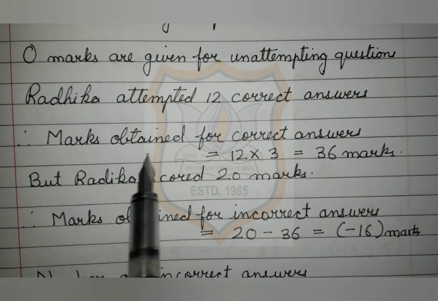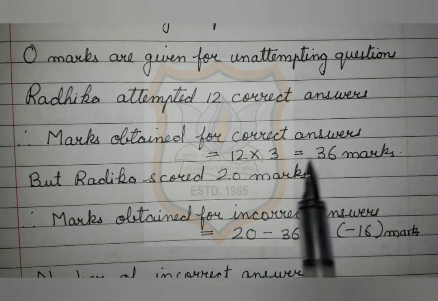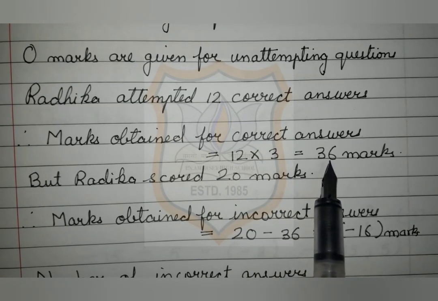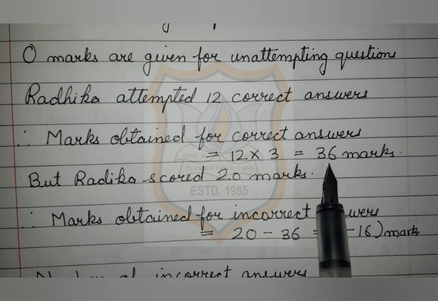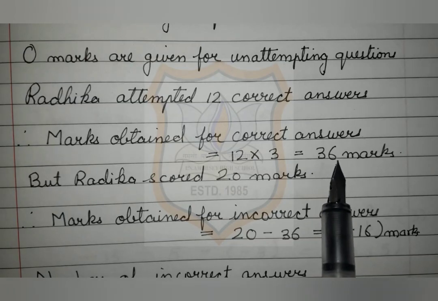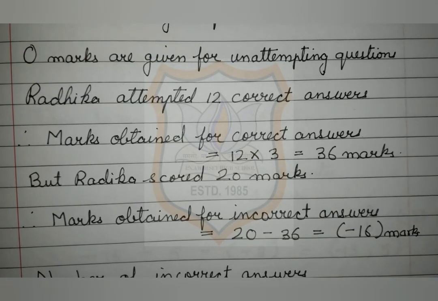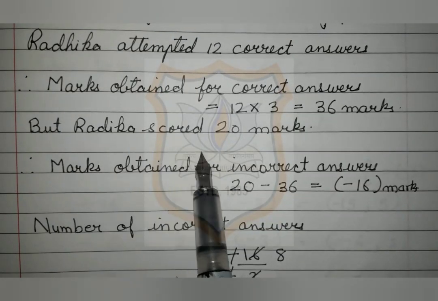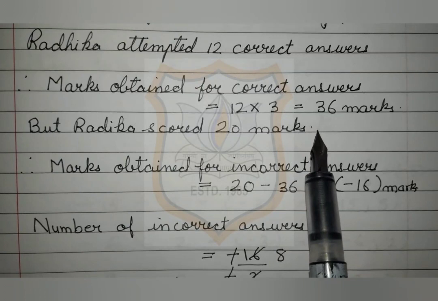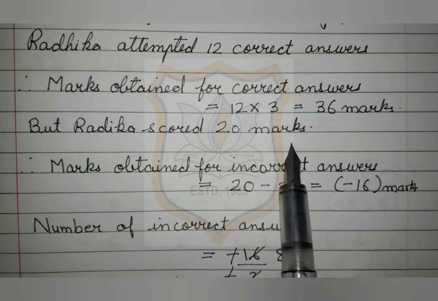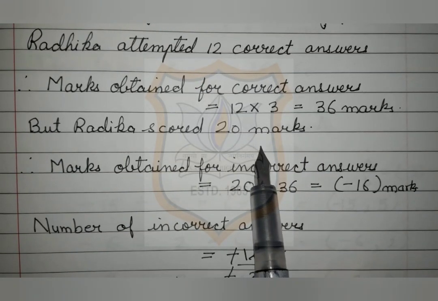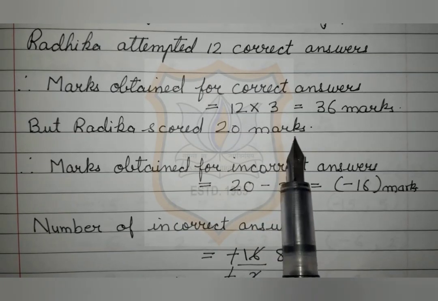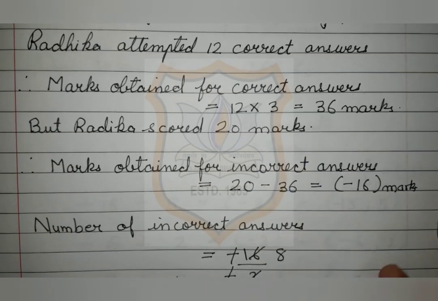So, marks obtained for correct answers is equal to 12 into 3, that is equal to 36. So, we can say that Radhika got 36 marks for giving correct answers. But Radhika scored 20 marks, that is given in the question: total marks obtained by Radhika is equal to 20 marks. Then we have to calculate marks obtained for incorrect answers by Radhika.